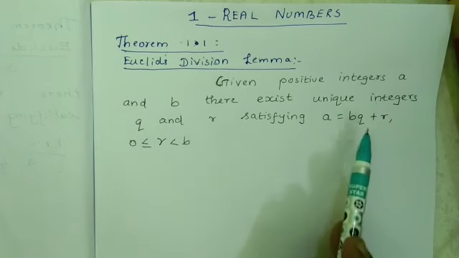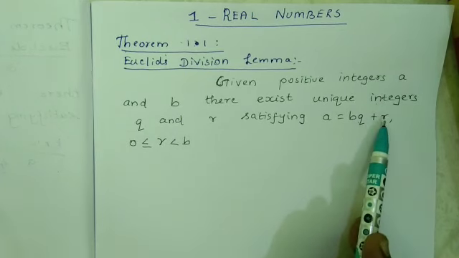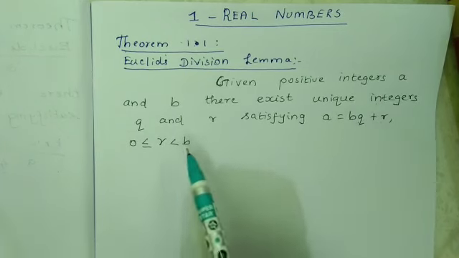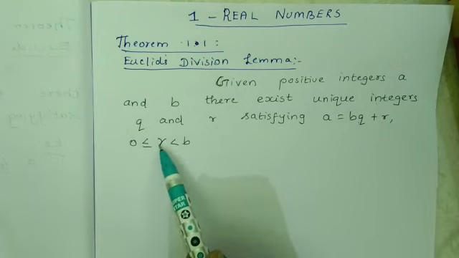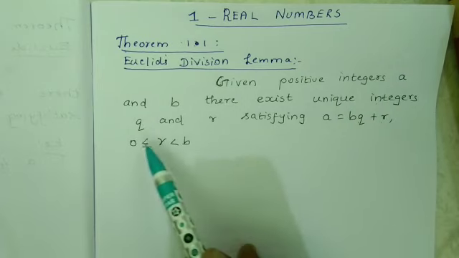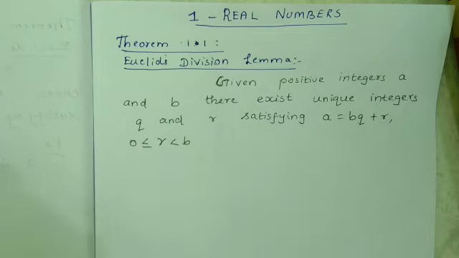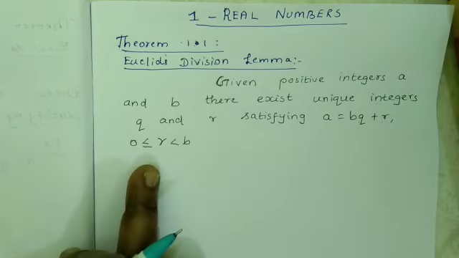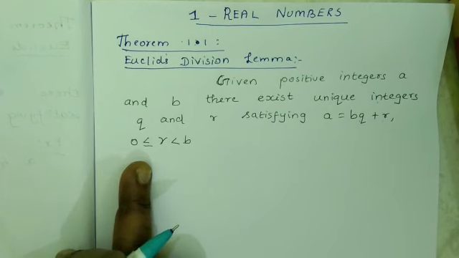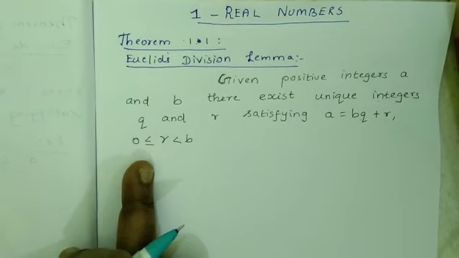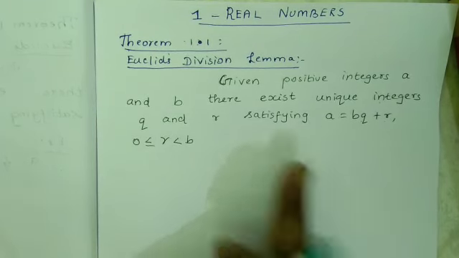Another condition is that this variable r should satisfy the condition that r should be less than b and greater than or equal to 0. To understand the statement of this lemma clearly, we can consider one simple example. By solving one simple example, we can easily understand this lemma.